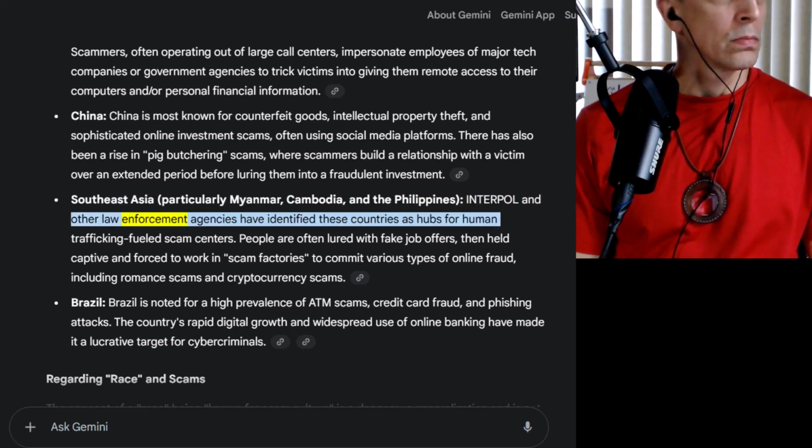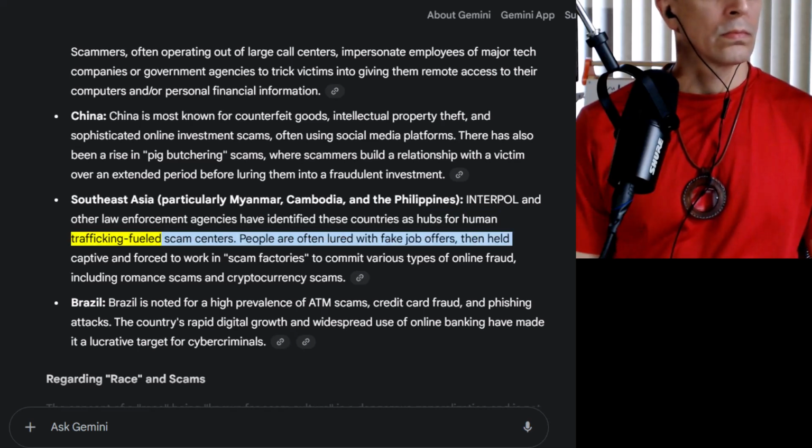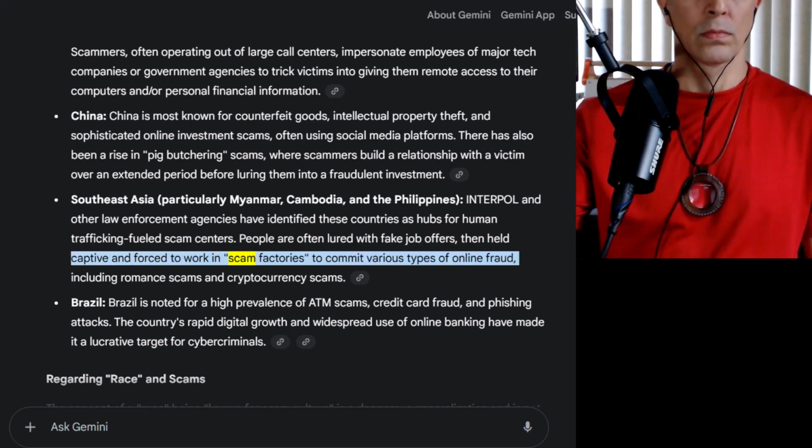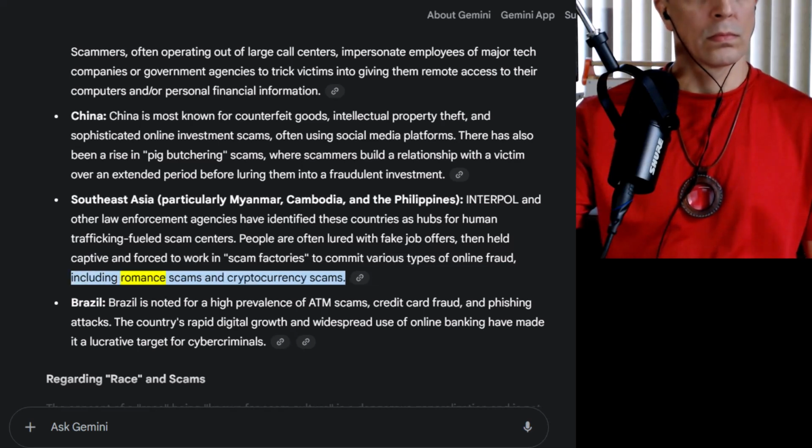Interpol and other law enforcement agencies have identified these countries as hubs for human trafficking-fueled scam centers. People are often lured with fake job offers, then held captive and forced to work in scam factories to commit various types of online fraud, including romance scams and cryptocurrency scams.